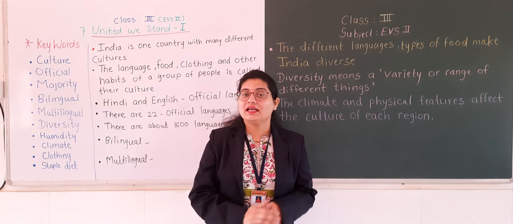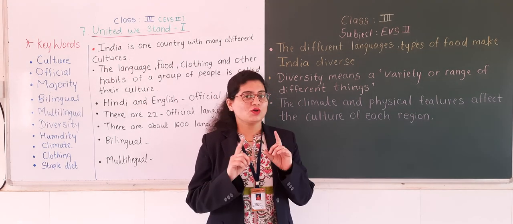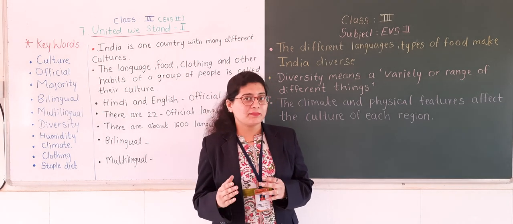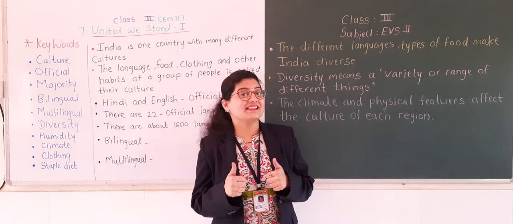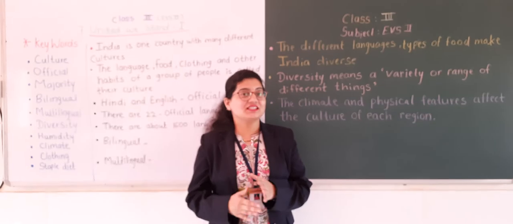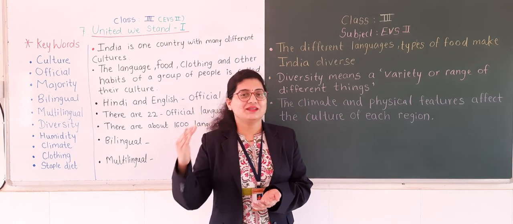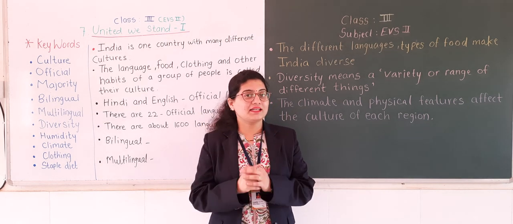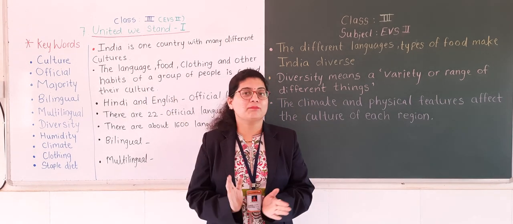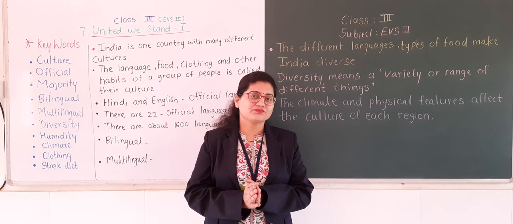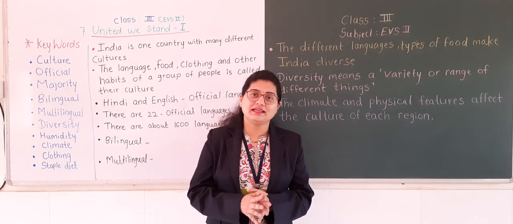My dear students, in the last session we have learned different physical features of India. Do you remember what are the different physical features of India? Yes, very good. The different physical features of India are Northern Mountains, Northern Plain, then Peninsular Plateaus, Great Indian Desert, and the Coastal Plains and Islands. Alright, these are the some physical features of India.